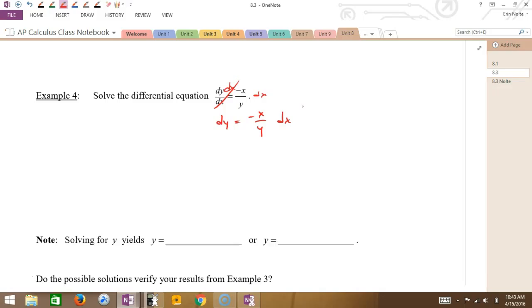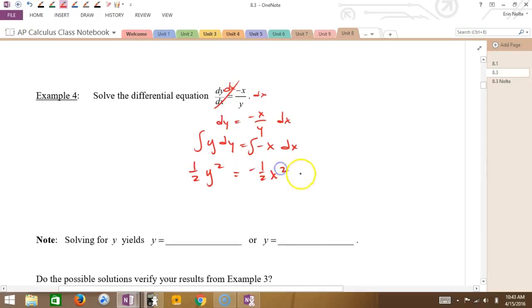Multiply by y. So I'm going to have y dy equals negative x dx. Now all the y's are on one side, all the x's are on the other. Now what? Integrate, good. What's the integral of y? That's the derivative. Oh, crap. 1/2 y squared. What is the integral of negative x? Negative 1/2 x squared. And I always say plus c when I integrate the x side. Now I'm solving for y. What would I do next?